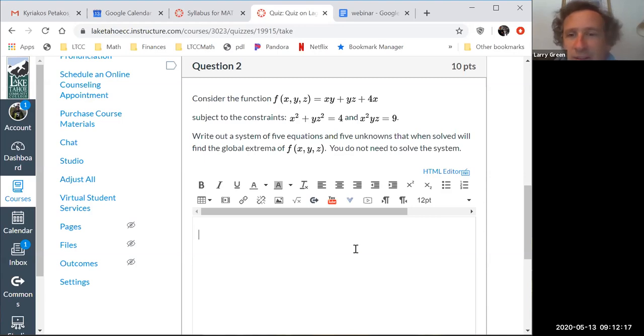So what we're going to do is use the big theorem of Lagrange multipliers. And that says that the gradient of f equals lambda times the gradient of the first constraint plus mu times the gradient of the second constraint. Any questions on that? Okay, so what we need to do now is find these gradients and set the equation up. So let's do it.